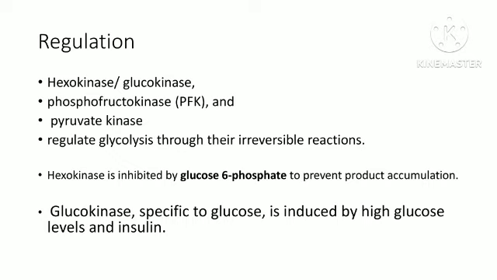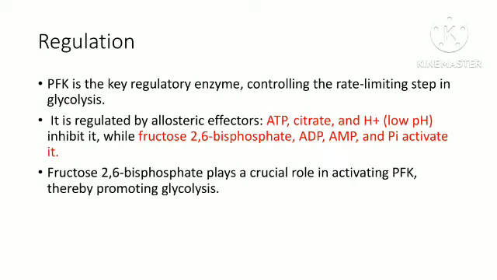Hexokinase is inhibited by glucose 6-phosphate to prevent product accumulation. Glucokinase, specific to glucose, is induced by high glucose levels and insulin. Regulation: PFK is the key regulatory enzyme, controlling the rate-limiting step in glycolysis.